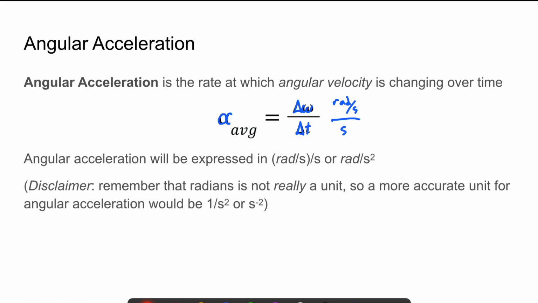And just as a quick reminder, remember that radians aren't really a unit. They're basically just a number. So a more accurate unit for angular acceleration, or one that's more compatible with the other units that we're going to play around with, is just 1 over second squared, or inverse second squared, seconds to the negative second power.